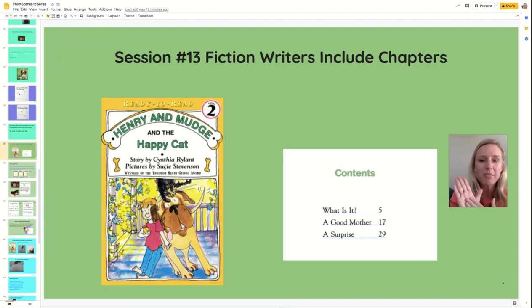So, in Henry and Mudge and the Happy Cat, chapter one is the beginning. This is where they get the cat. And then chapter two, this is where the cat takes care of Mudge. And then chapter three, the ending, this is where the owner takes it back. So we love to read chapter books. Readers love that. So let's see if we can do this work together.